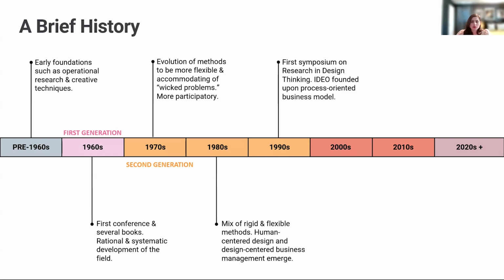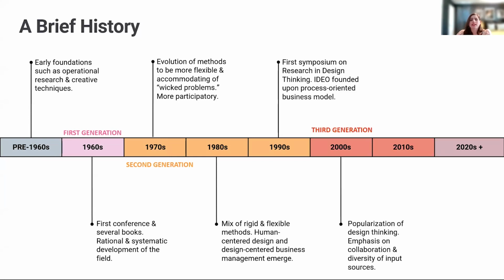So the 1990s was actually pretty monumental in that the formation of IDEO happened. So IDEO is the consulting firm that is often credited with the concept of design thinking, which is highly related to design research, and kind of started the popularization of it that then came about in the 2000s, kind of starting that third generation. This is where we started to see an emphasis on collaboration and on a diversity of input sources. So looking at things that are formal and things that are more informal. That took off big time.